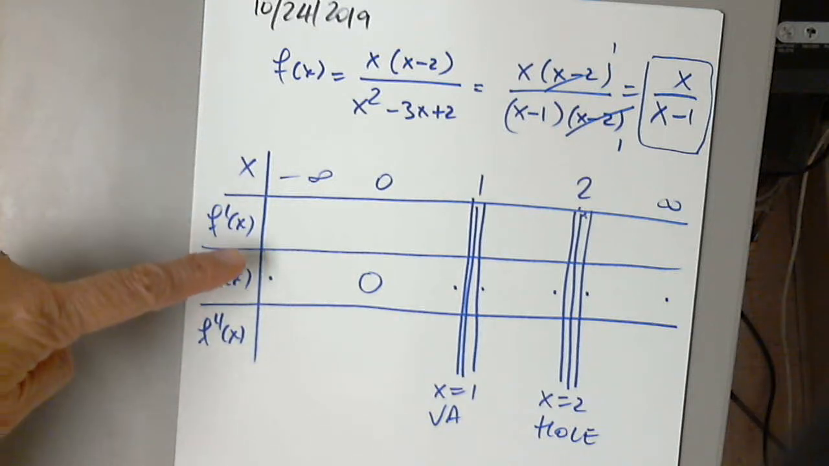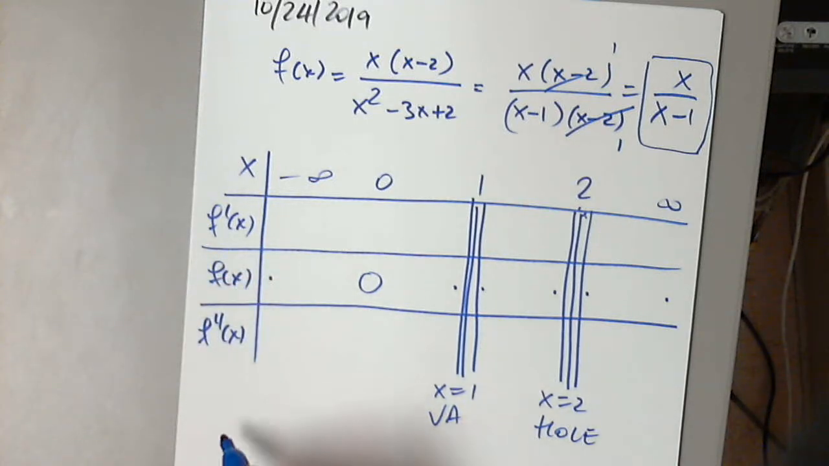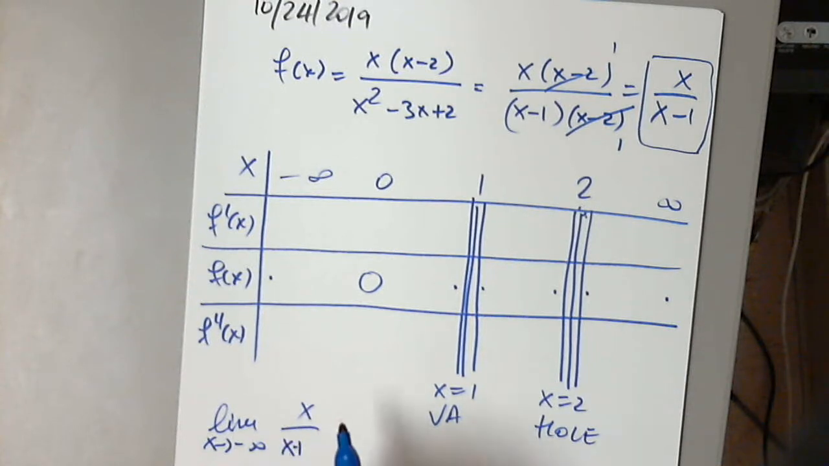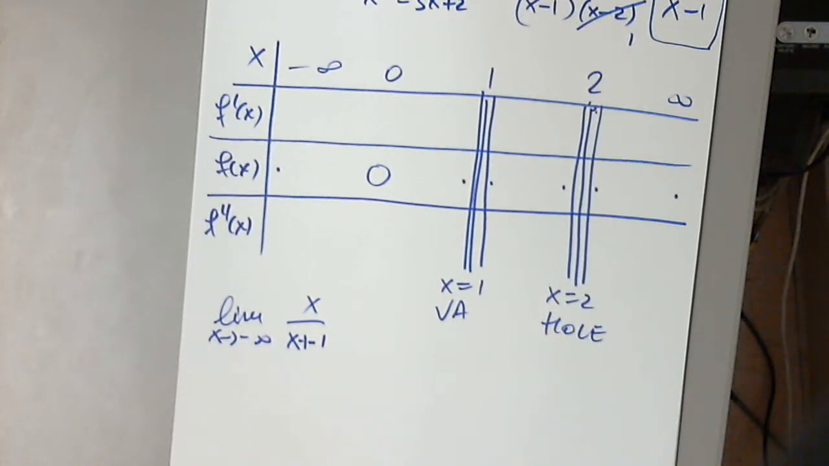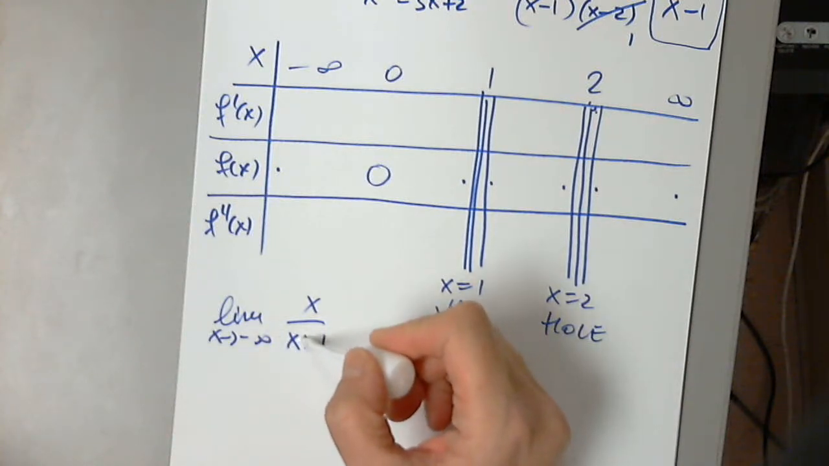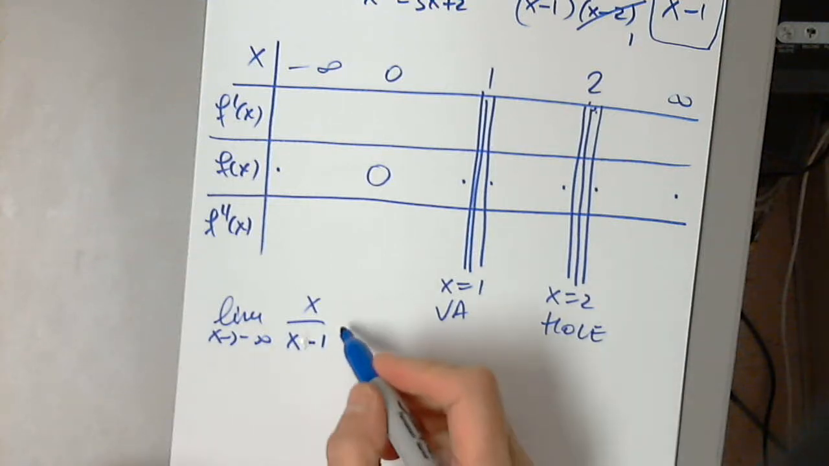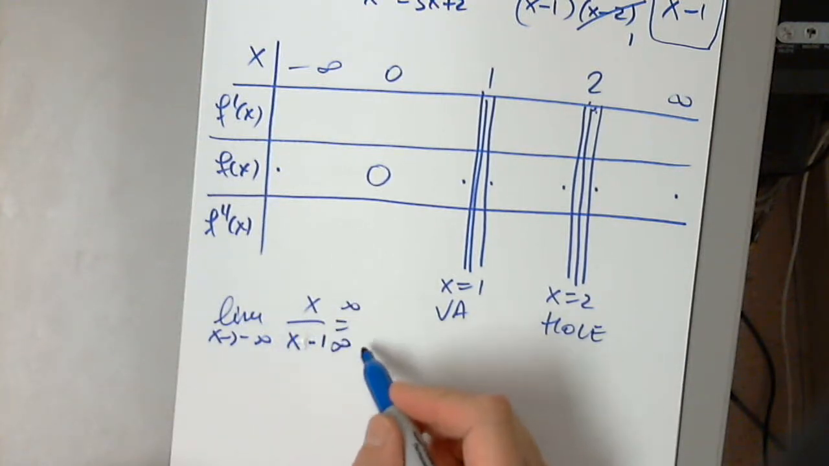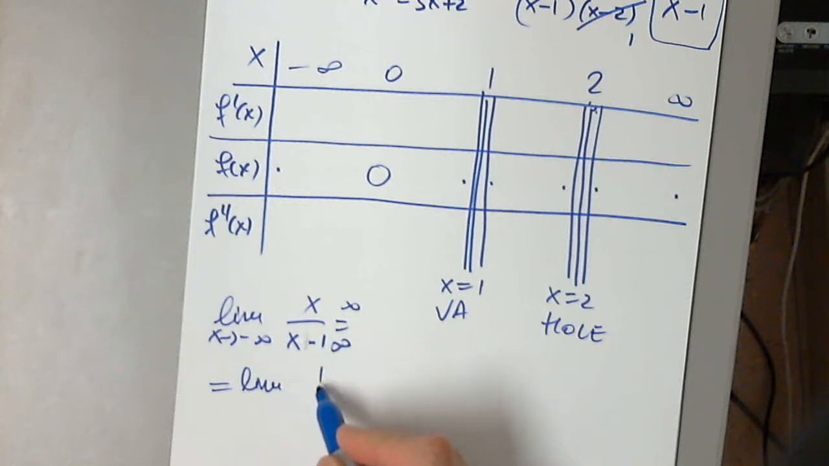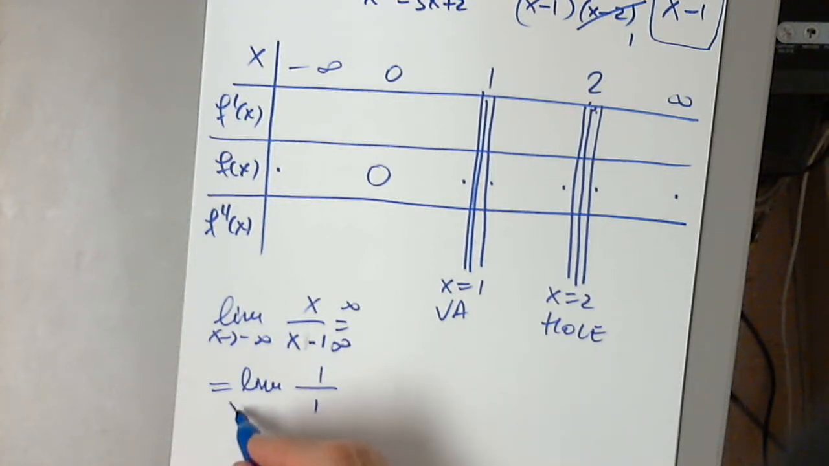So I start with the limit at negative infinity. So limit as x approaches negative infinity of x over x minus 1, I meant to write. That clearly is 1, because when you use L'Hopital's rule for infinity over infinity, you will get 1. So it's infinity over infinity. When you differentiate the top, you get 1. Differentiate the denominator, you get 1. Then the answer is 1.